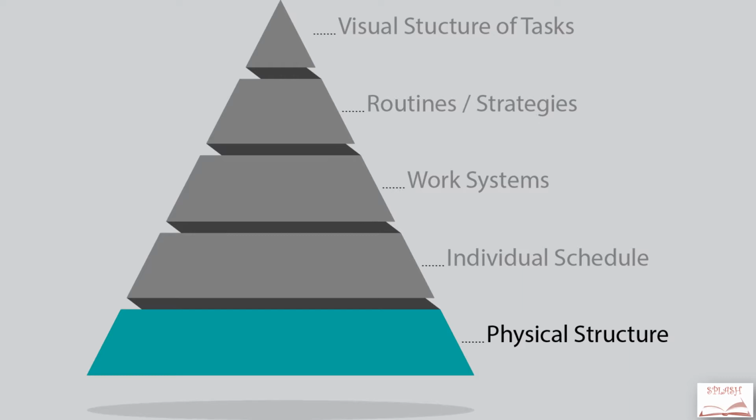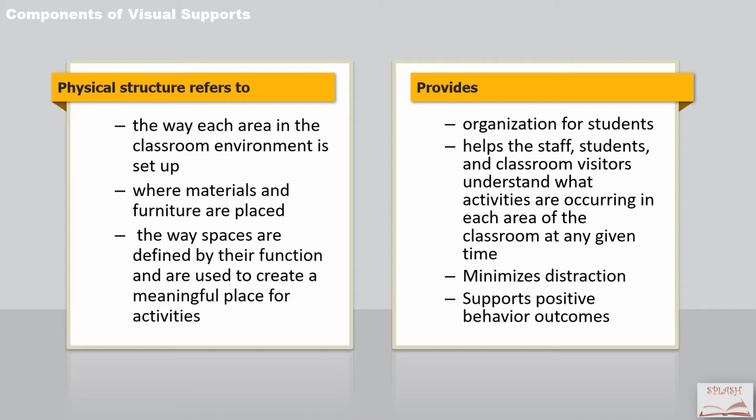Welcome. The topic for today is classroom physical structure. Physical structure refers to the actual layout or surroundings of a person's environment. In planning for individual students, you will need to consider all possible settings in which the student may need support. These settings may include home, school, community, or maybe even a work environment.